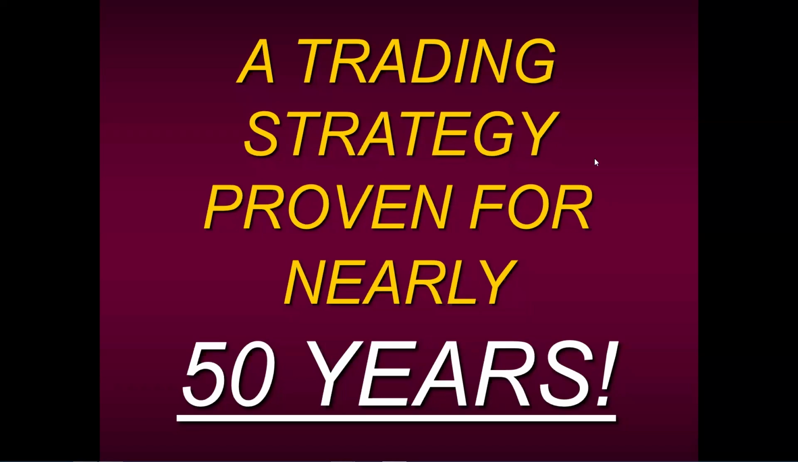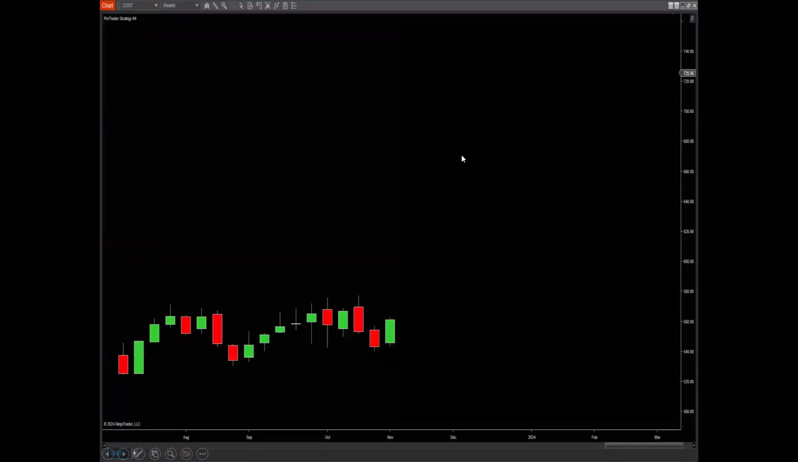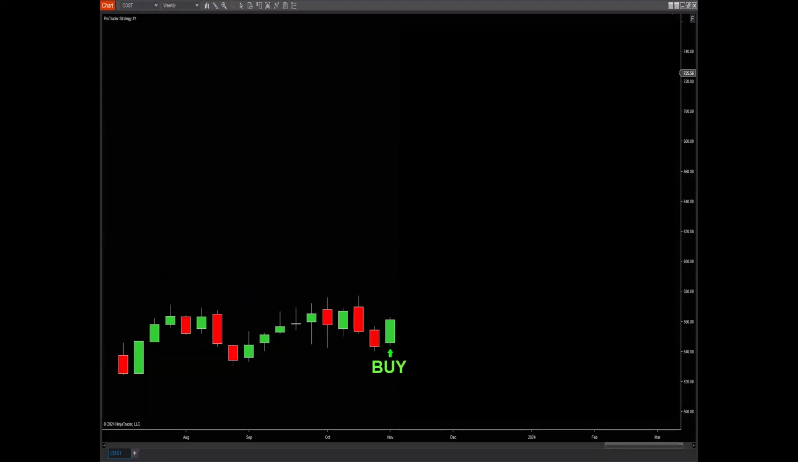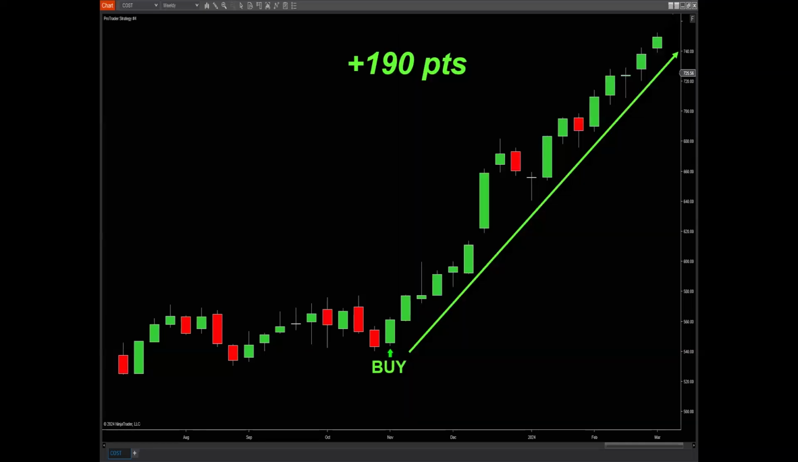Now, let me just share with you an example of how this works. Let's take a look at this chart here in Costco. Here's an older chart in Costco. Most traders looking at this would say, well, it's kind of going sideways. There's no real direction. In fact, this is a directionless market. This is the kind of market we've all been told to stay away from, right? But with these 2 rules that are in this particular method, it actually would have generated a buy signal right here in the middle of that directionless market. And potentially you could have captured 190 points coming into last month.